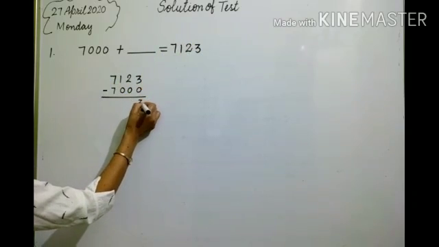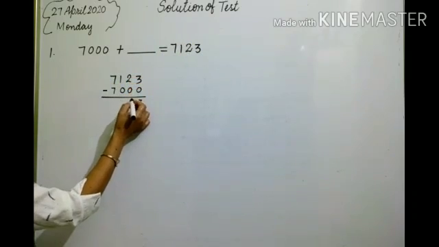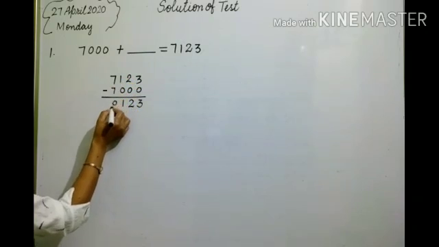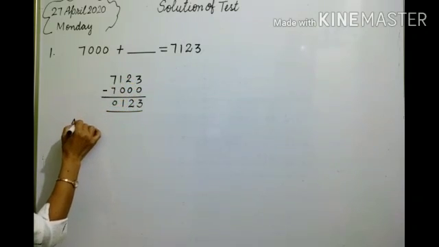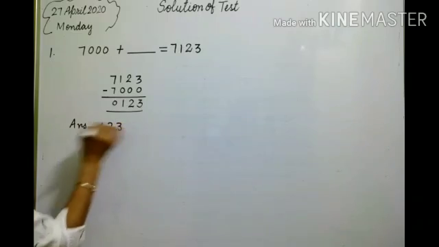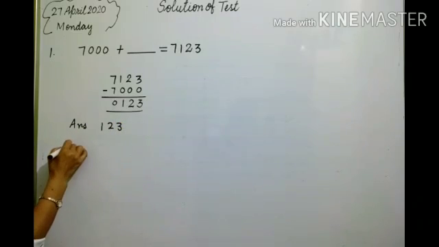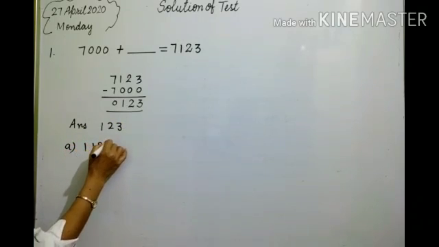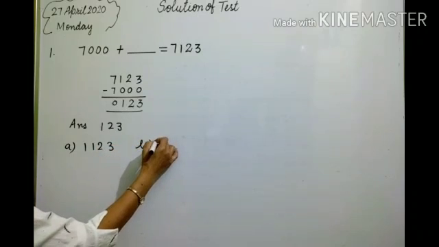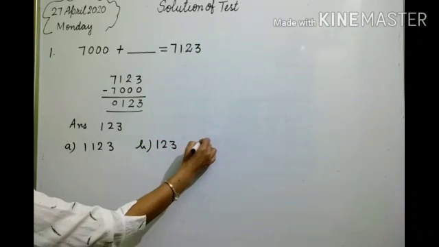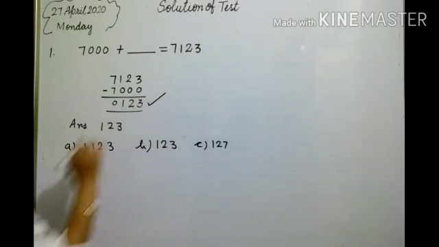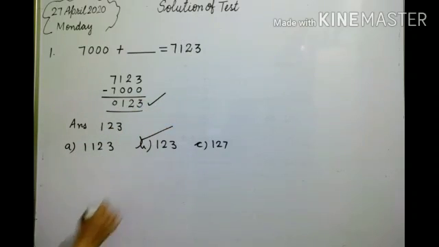3 minus 0 is 3, 2 minus 0 is 2, 1 minus 0 is 1, 7 minus 7 is 0. So our answer is 123, and the options are given: A option 1,123, B option 123, and C option 127. Our answer 123 matches option B. So our answer is option B.